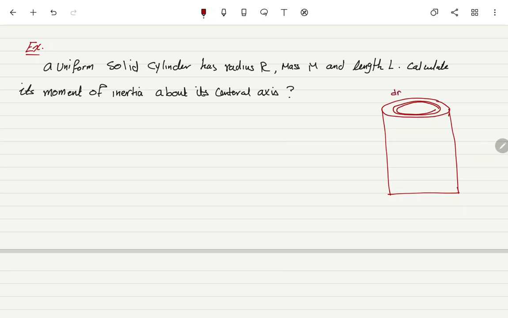Now the moment of inertia about the z-axis for this cylinder is I_z equal to the integration of r square dm, and it's equal to the integration of r square. Now we use cylindrical coordinates, with dm equal to 2 pi rho l r dr.